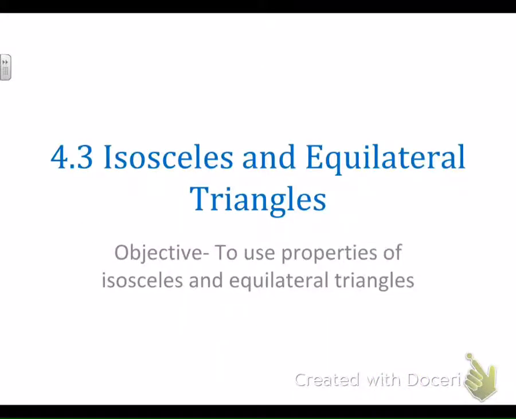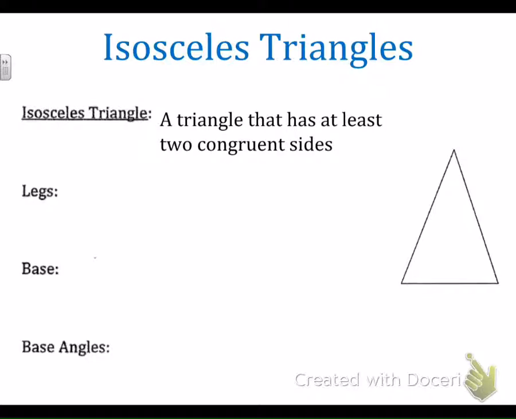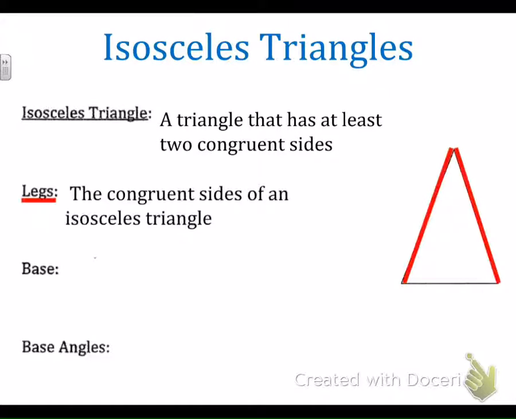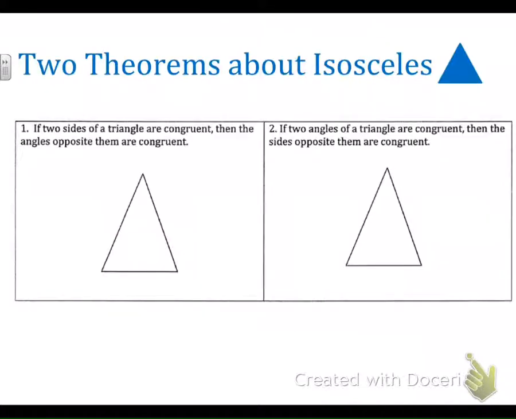Alright, 4.3 is isosceles and equilateral triangles. The objective is to use properties of isosceles and equilateral triangles. Alright, an isosceles triangle is a triangle that has at least two congruent sides. The legs are the congruent sides of an isosceles triangle. Base is the other side, and the base angles are the two angles at the base of the triangle.